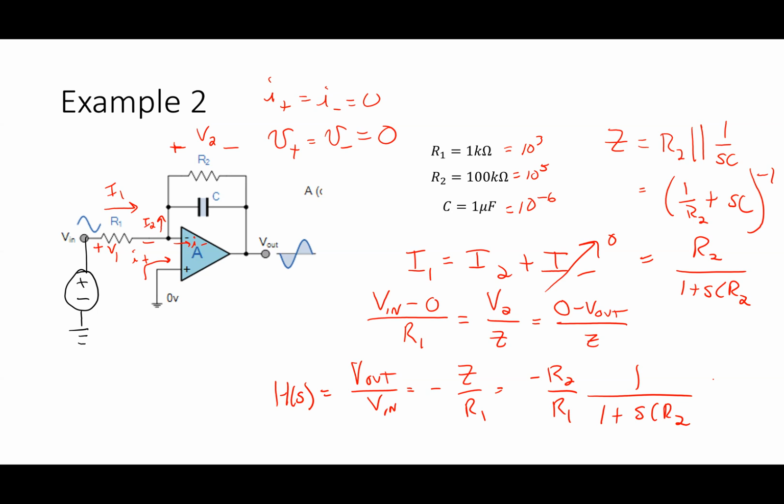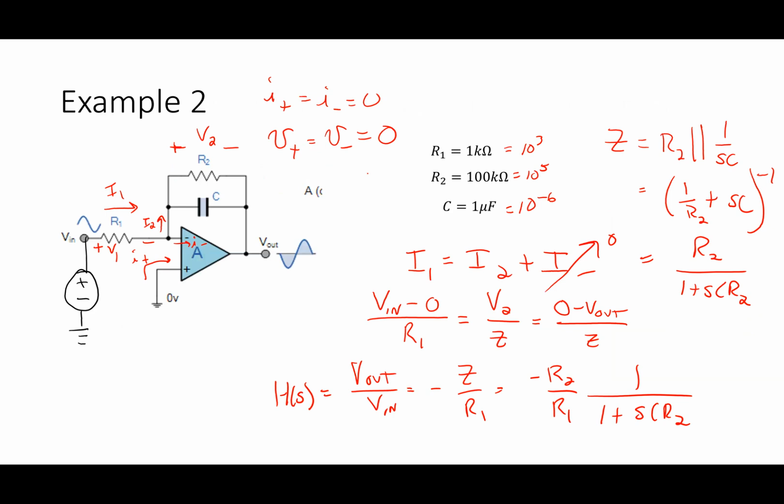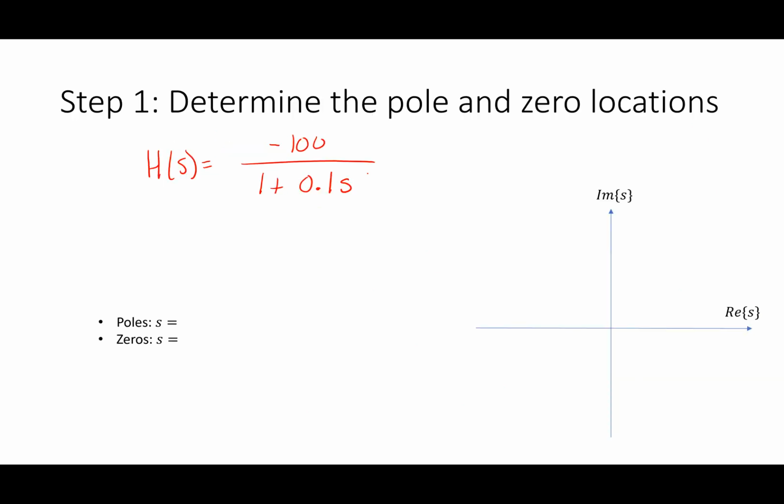Probably are. All right. If I plug in the values of that whole thing, I would have ended up with H of S is negative 100 over 1 plus SCR2, which is 0.1 S. And let me just check that. R2 is 10 to the 5th. C is 10 to the negative 6. R times C is 10 to the negative 1. So I get that. Okay.